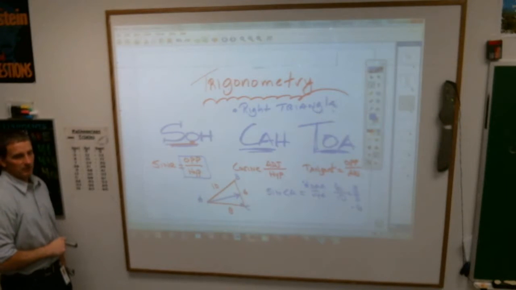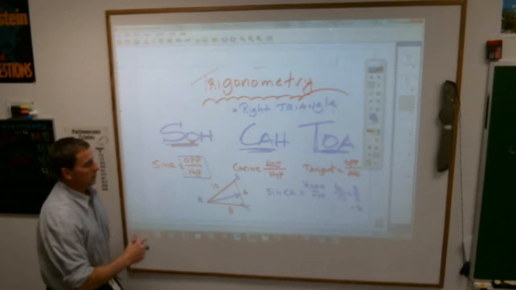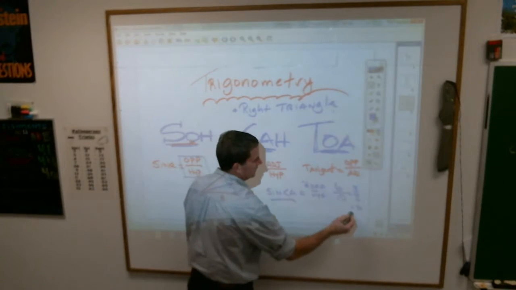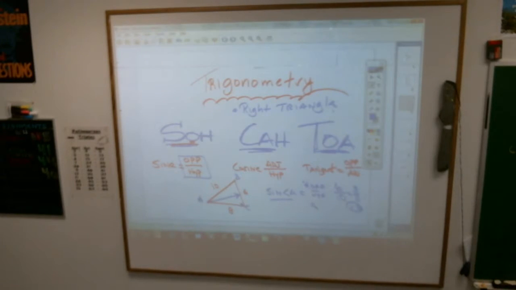Now, what does that matter to you? Well, if you know what the sine of angle A is, let's pretend you don't have calculators, because you can do this with calculators, but we're on old school pages for a little bit. We have what I like to call a trigonometric table.